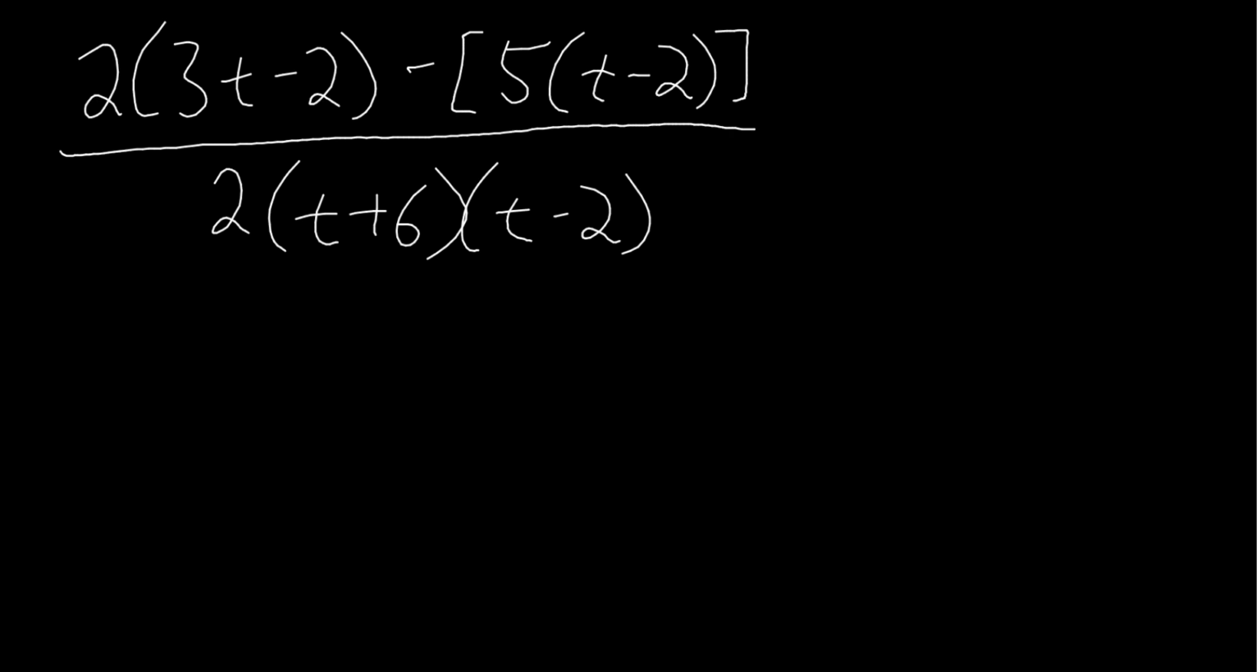So now let's kind of finish this off a little bit. Let's go ahead and distribute this 2 over here. We're going to distribute the 2, so we're going to have 6t minus 4. We're going to distribute this negative sign. Well, before we distribute the negative sign, let's do this minus, and we're in parentheses now because we're going to do 5t minus 10.